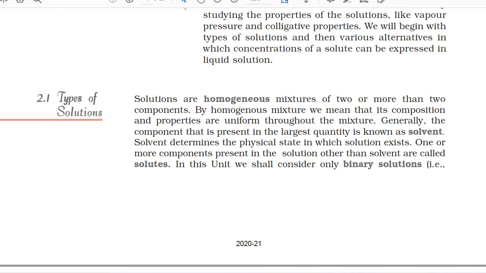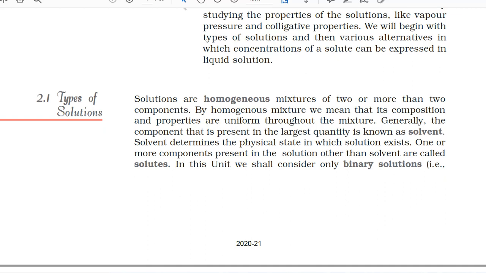2.1 Types of solutions. Solutions are homogeneous mixtures of two or more than two components. By homogeneous mixture, we mean that its composition and properties are uniform throughout the mixture. Generally, the component that is present in the largest quantity is known as solvent.